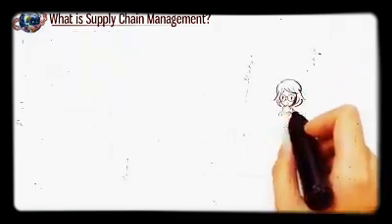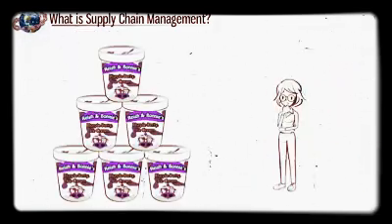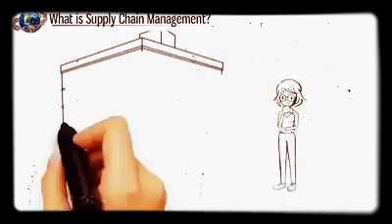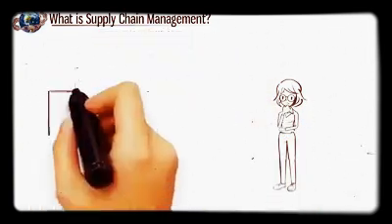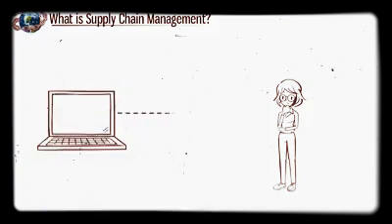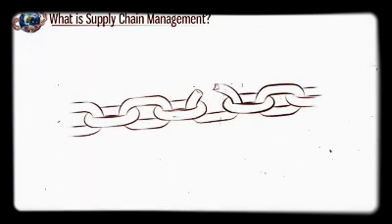What happens when your favorite ice cream isn't on the store shelf? Your vacation gets canceled because you can't find a hotel room, or your favorite website can't get your products. When this happens, it's called a breakdown or missing link in the chain of supply.